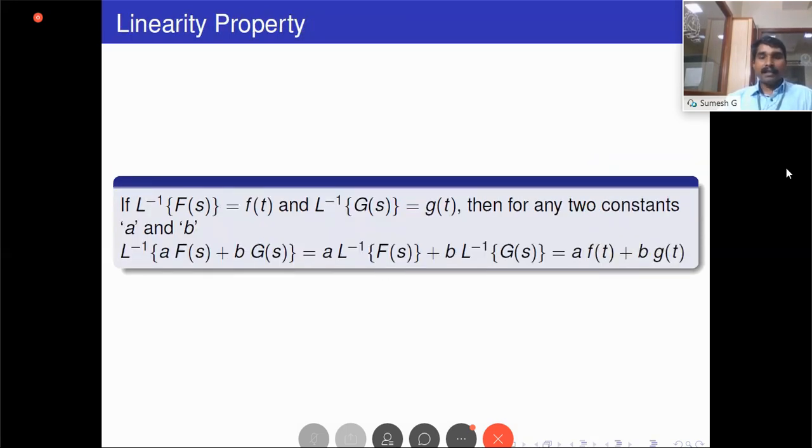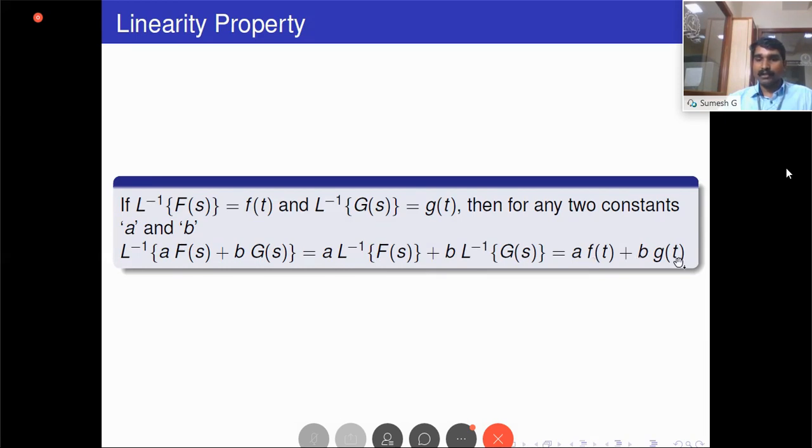Next is a property, linearity property. If inverse Laplace transform of capital F of s equal to f of t, and inverse Laplace transform of capital G of s equal to g of t, then for any two constants a and b, inverse Laplace transform of a F of s plus b G of s equals a into inverse Laplace transform of F of s plus b into inverse Laplace transform of G of s, or it can be written as a f of t plus b g of t.